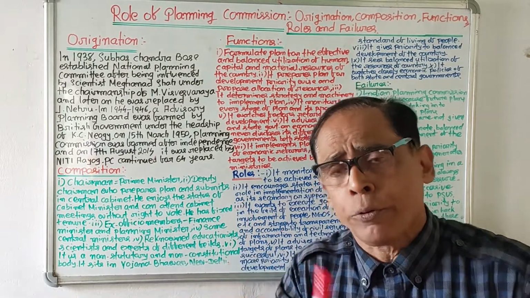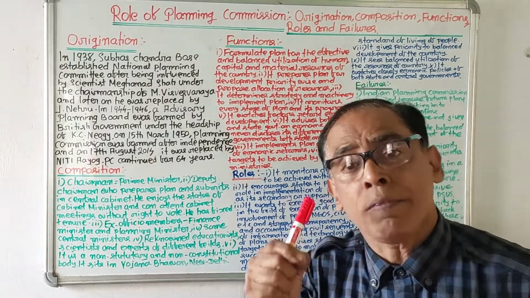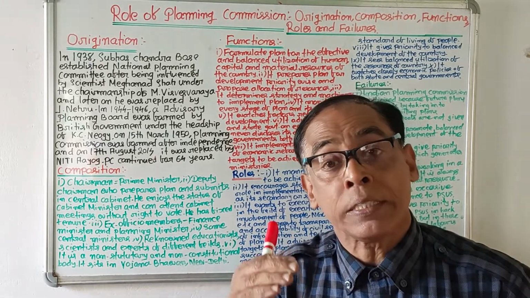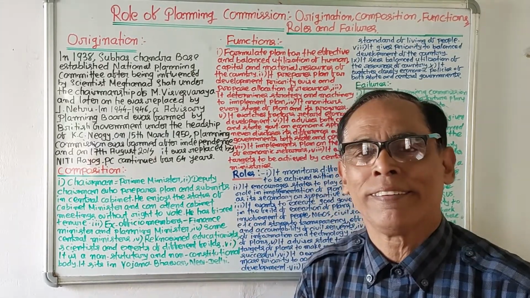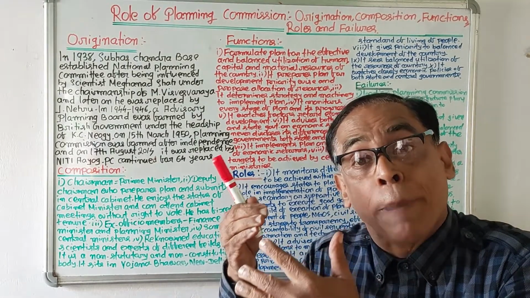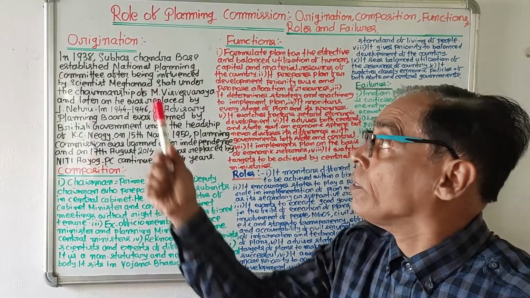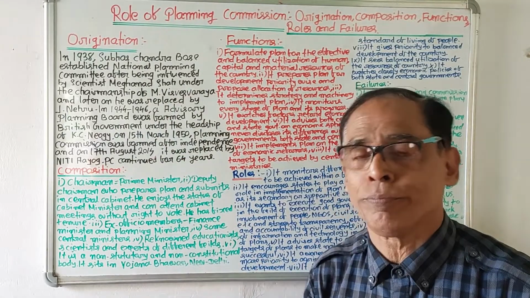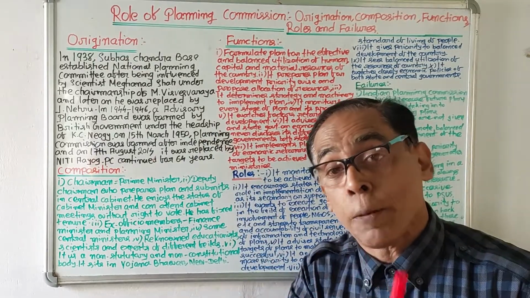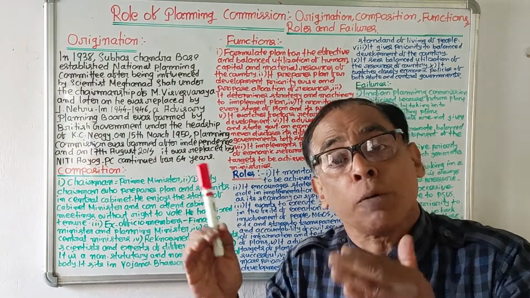And this topic is found in DSE-2 of 5th semester, and the name of the paper is Development Process and Social Movements in Contemporary India. So far as the role of Planning Commission is concerned, five aspects of it have been focused in this video. Number one, origination of Planning Commission, composition of Planning Commission, functions of Planning Commission, roles of Planning Commission, and failures of Planning Commission.